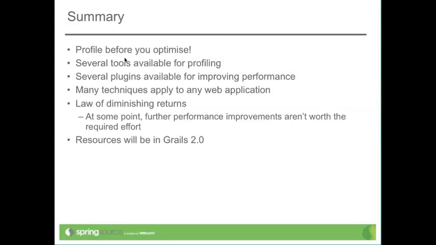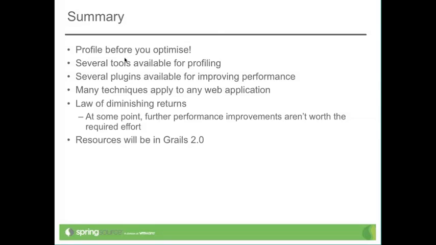As you've seen, there are various tools available for profiling, especially Spring Insight and App Info for Grails applications. And Spring Insight will work for Spring MVC as well. And there are several plugins available for improving the performance of your application at the various levels, whether it be caching at the database level, or caching at a higher level with a data grid, or the Spring Cache plugin for service methods and generating views, and so on and so forth. As I said at the beginning, many of these techniques apply to any web application.